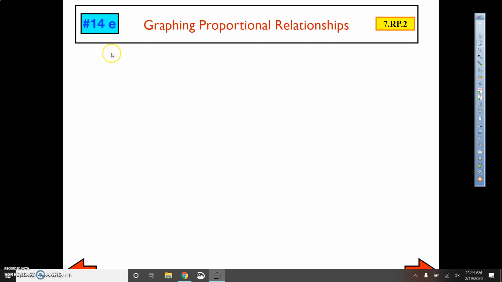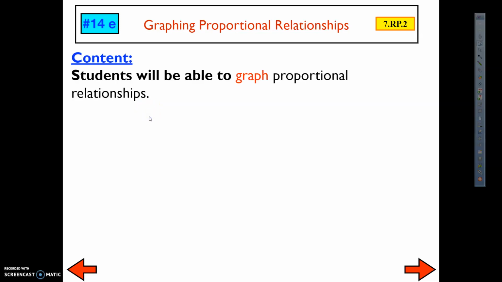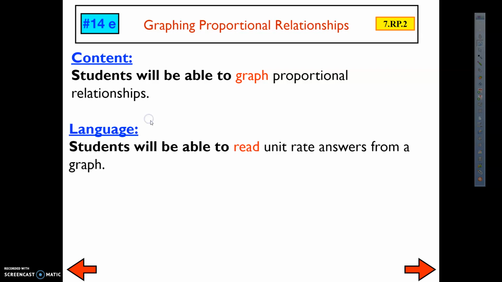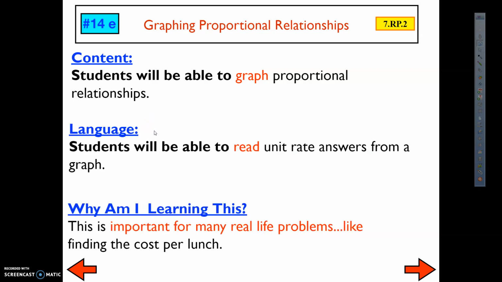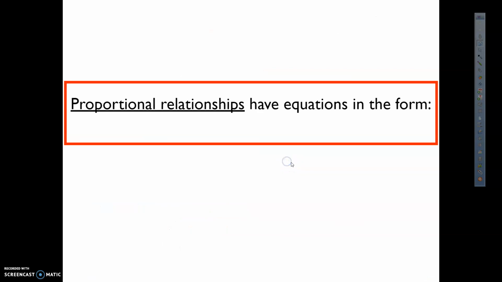Today we are looking at lesson 14E, graphing proportional relationships again. So today you're going to be able to graph proportional relationships and read unit rate answers from a graph, and this is important for many real-life problems like finding the cost per lunch. Really, today we're looking at those equations that we graphed yesterday and seeing if we can figure out the equation from the graph instead of graphing from the equation. So we're working sort of backwards today.